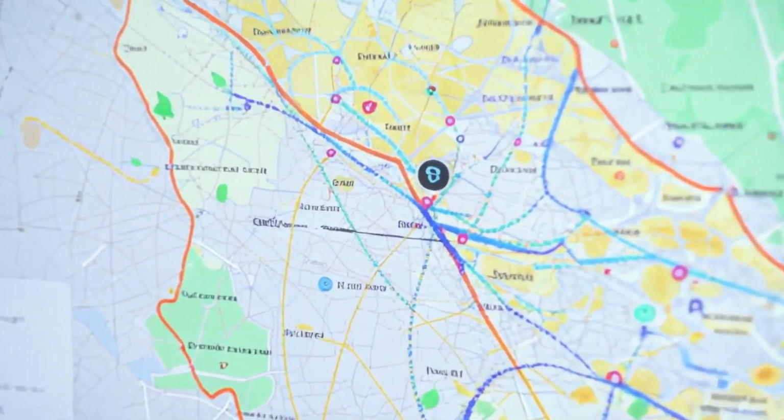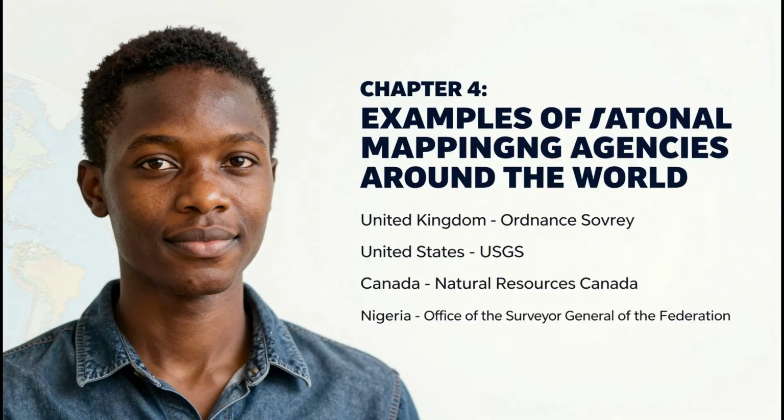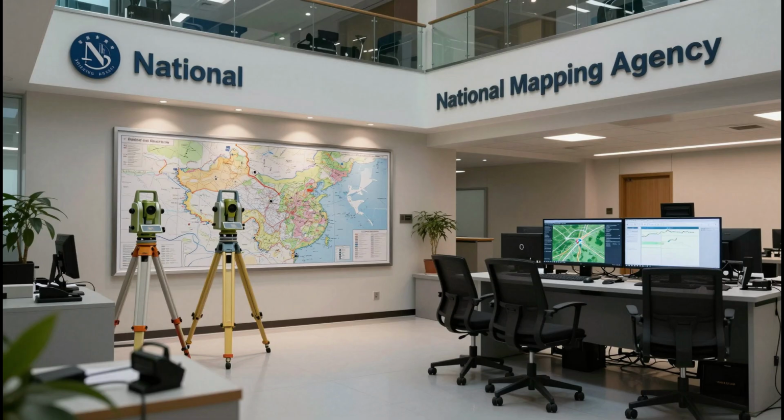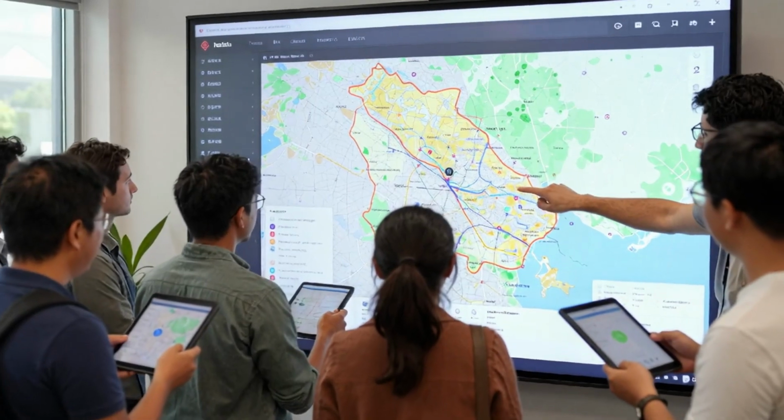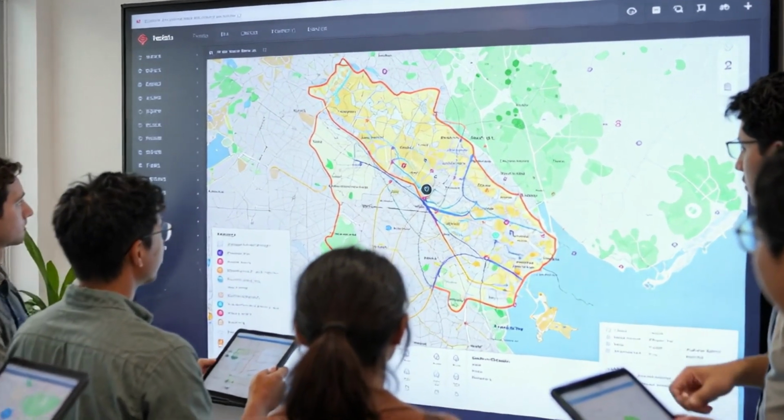Chapter 4. Examples of national mapping agencies around the world. Countries organize their mapping functions differently. Examples include the United Kingdom's Ordnance Survey, one of the world's oldest and most advanced mapping organizations, which produces national mapping, address databases, and geospatial services. The United States Geological Survey is responsible for topographic mapping, geospatial data, geological information, and Earth observation. The U.S. geospatial ecosystem also involves agencies such as the National Geospatial-Intelligence Agency.